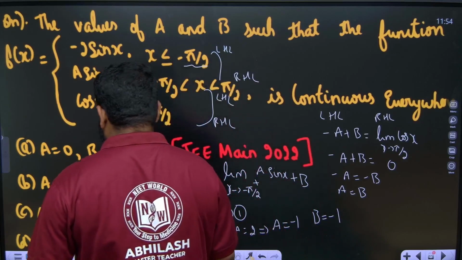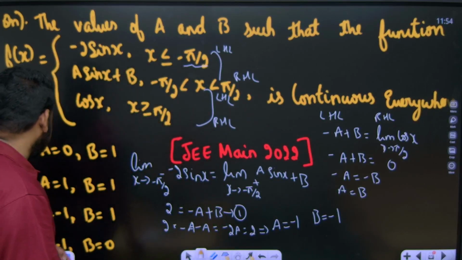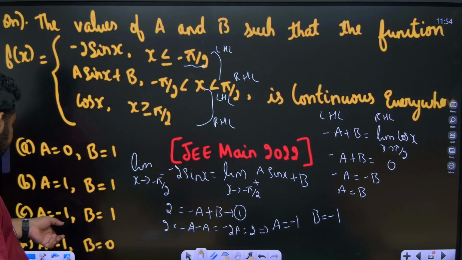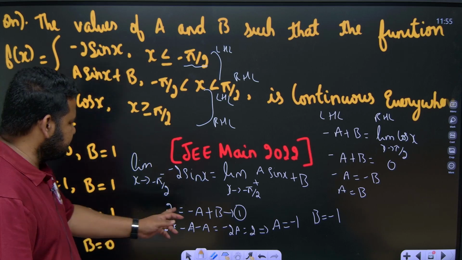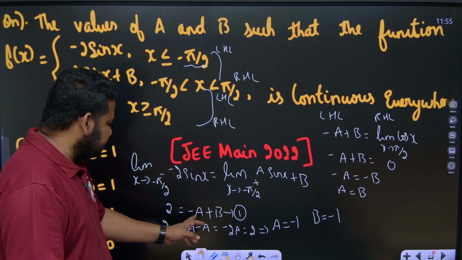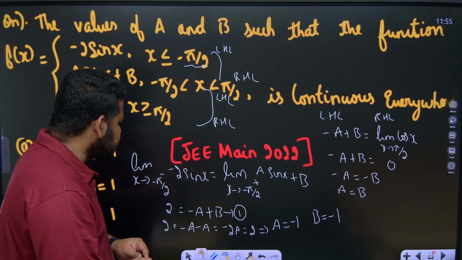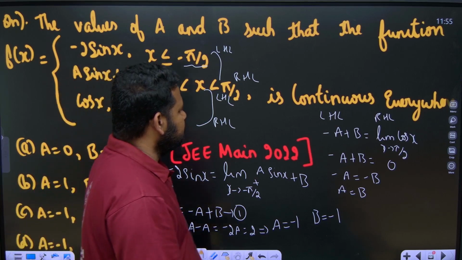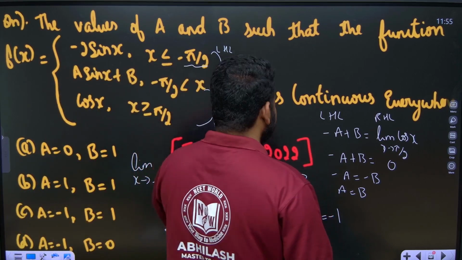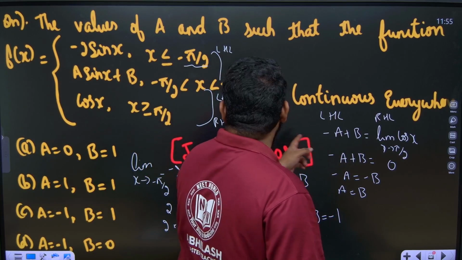Let us look at the options. a is equal to minus 1, b is equal to minus 1. Okay, a is equal to minus 1, b will be equal to, let us have a look. This will be minus a plus b, right? So minus a plus b is equal to 2. Now here cos of pi by 2, okay, minus a plus b.